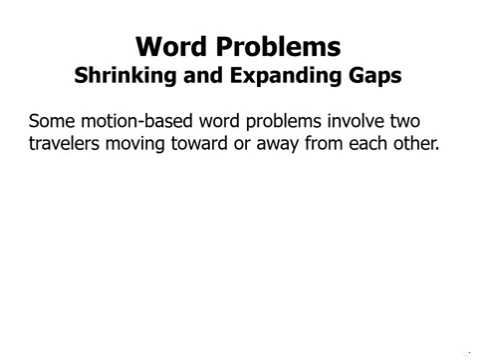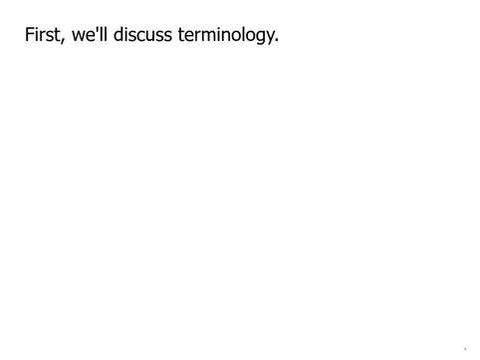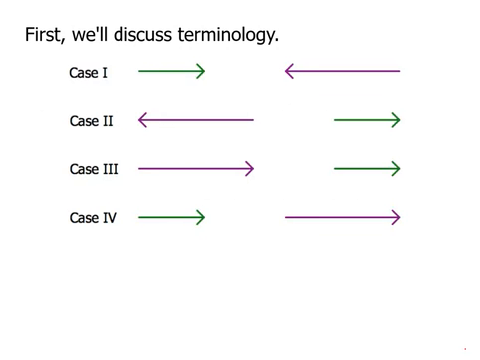Shrinking and expanding gaps. Some motion-based word problems involve two travelers moving toward or away from each other. And sometimes some basic rules can simplify these otherwise very difficult problems. Before I can talk about these basic rules, we have to discuss some terminology. These are four basic cases I'm going to discuss here. And in particular, I want to talk about cases 1 and 2.